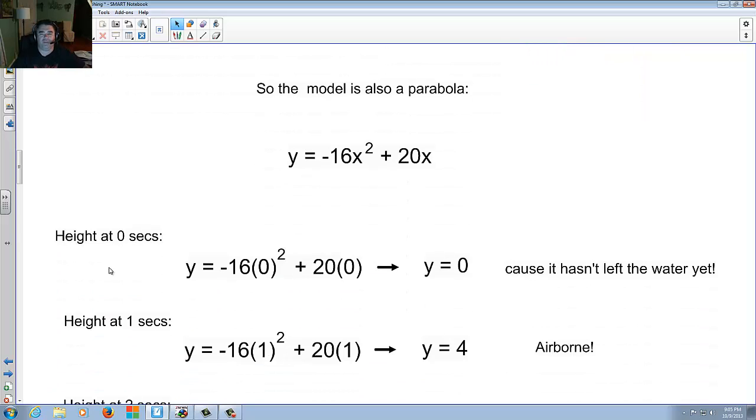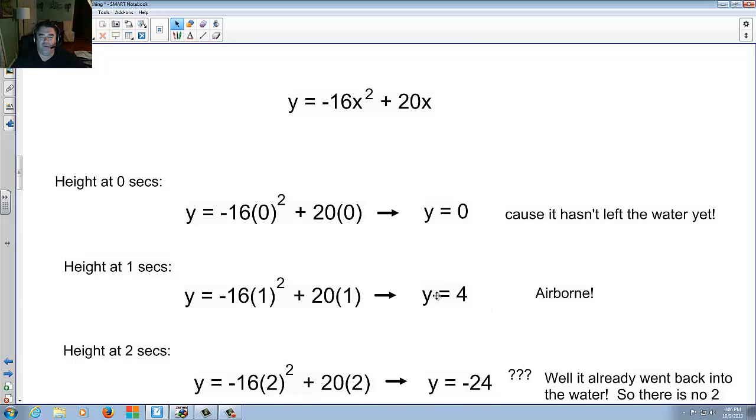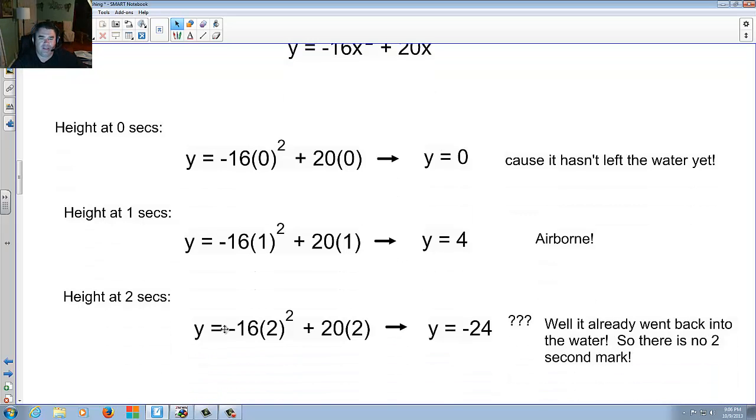Now the height at 0 seconds is y equals 0 because again it hasn't left the water yet. The height at 1 second when I plug it in, 1 squared is 1 times negative 16 and then 1 times 20 here. And I get a y value 4. So at 1 second it is airborne at 4 feet in the air. Now the height at 2 seconds, when I plug it in, wait a minute, I have a problem. When I plug in 2 seconds, put the 2 here and the 2 here, I get y equals negative 24.